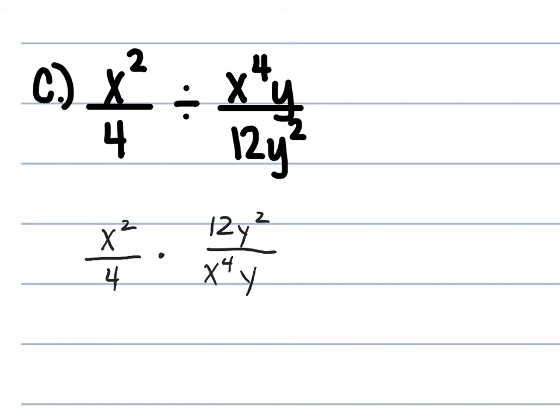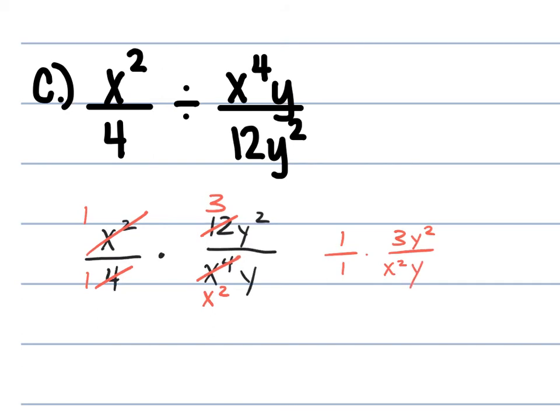What things can we cross cancel? Okay, x squared goes into x squared once. X squared goes into x to the fourth power, leaving x squared left over. Anything else? 4 goes into 4 once. 4 goes into 12 3 times. So here's where we're at. We've got 1 over 1 times 3y squared over x squared y.